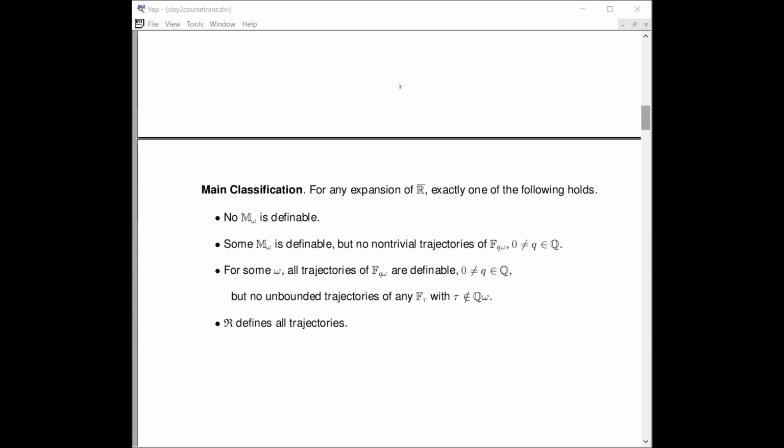This one could be restated now using the spiral omega notation. Basically, what this is saying is that some spiral omega is definable, but the only other spiral omegas that are definable are the spiral Q times omega for rational numbers Q. It's easy to see that these are all the same thing. So I think that's all I need to remind ourselves of from previous stuff.